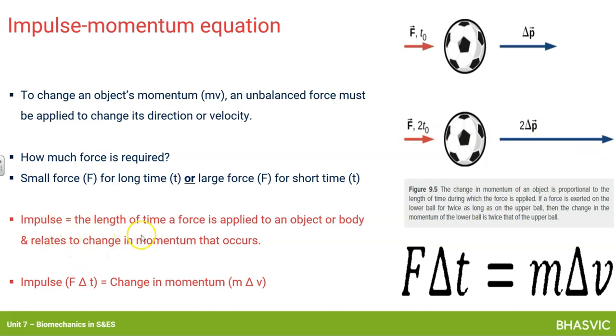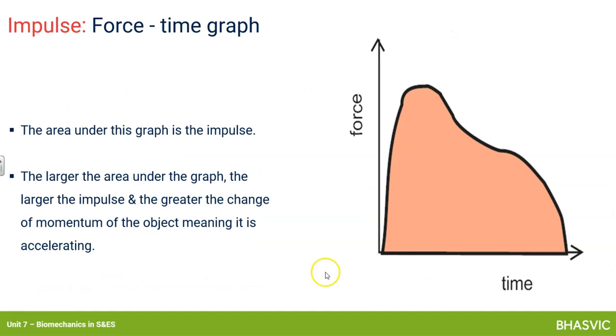So impulse is the length of time a force is applied to an object or body, and it relates to its change in motion, its change in momentum. And that's the equation. Impulse is force times time, and that determines any change in motion, mass times velocity. Now we represent impulse by a force time graph.